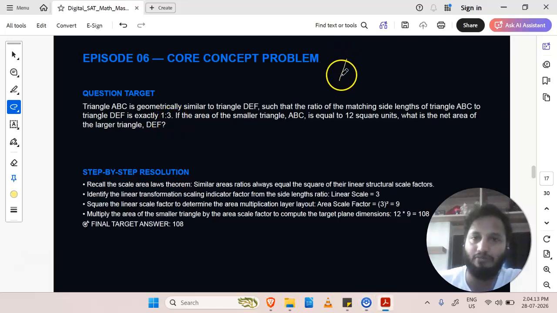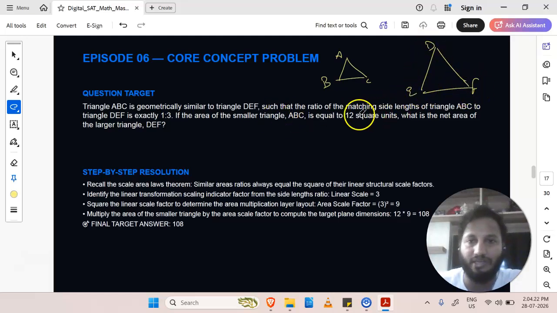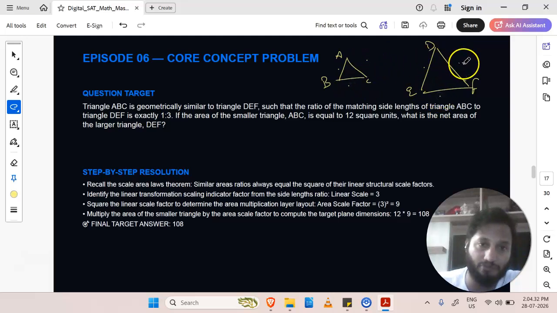Now we have a clue. This is ABC, this is DEF. What they're saying, the ratio of corresponding side lengths of triangle ABC to DEF is 1 to 3. So AB to DE is 1 to 3, BC to EF is 1 to 3, AC to DF is 1 to 3. If the area of the smaller triangle, say ABC, is 12 square units, what is the area?